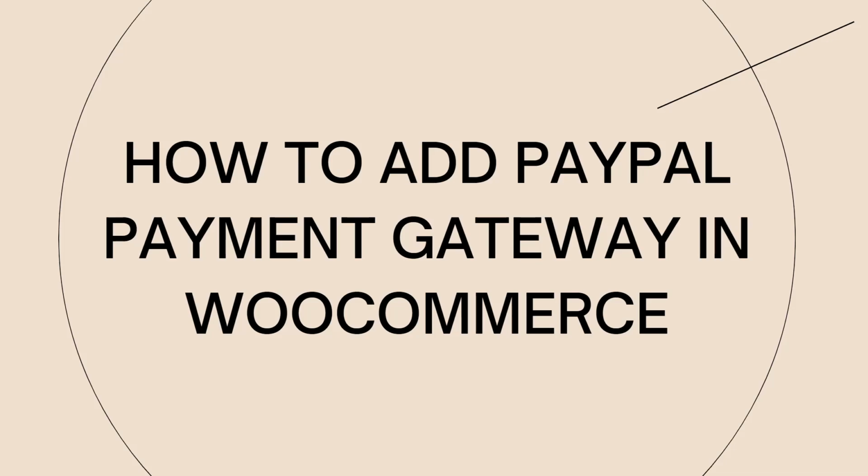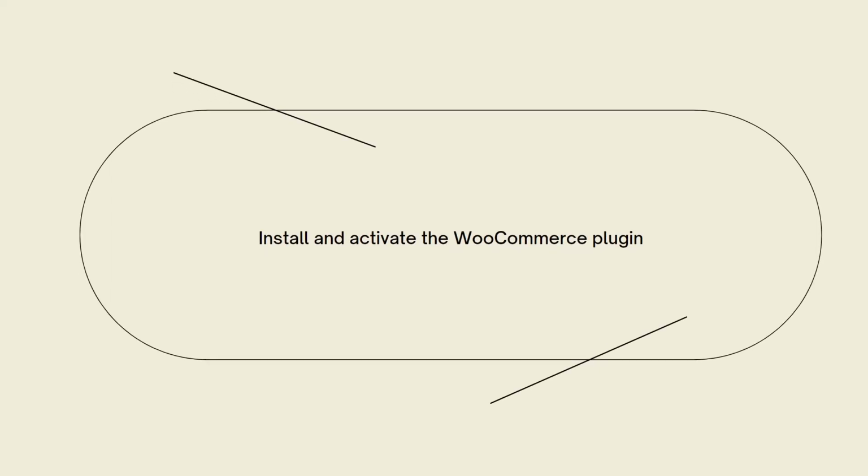First of all, what you need to do is to follow these steps. First, install and activate the WooCommerce plugin. If you haven't already installed and activated the WooCommerce plugin on your WordPress website, you can do this by going to Plugins in the WordPress admin dashboard and searching for WooCommerce.